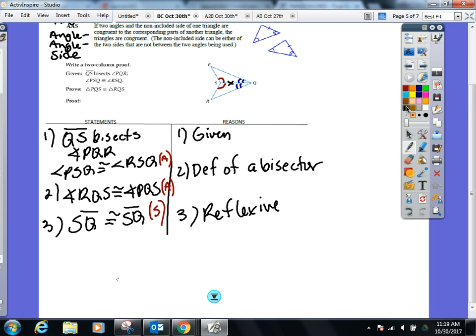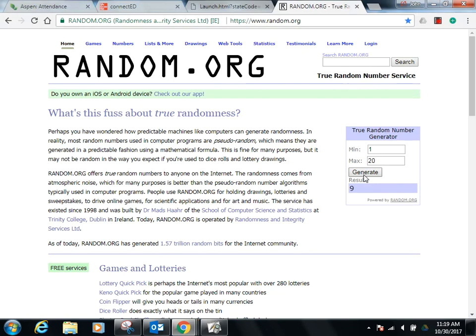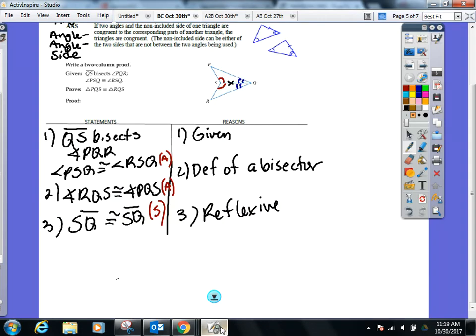That's going to be the toughest part about this. So what do we got? Is that side in between? Yes or no here? Here we go. Yes, it is. So I want to use Angle, side, angle.